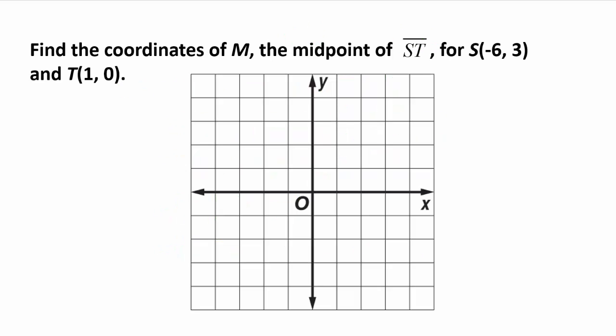10.3. In this problem, we're going to find the coordinates of M, which is the midpoint of line segment ST. Let's start by plotting our line segment on the coordinate graph. So S is at negative 6, 3. We're going to count by twos, negative 6, 3. Call that guy S. And the next point is T at 1, 0. So 1, 0. Go ahead and draw this in. And this is our line segment ST.